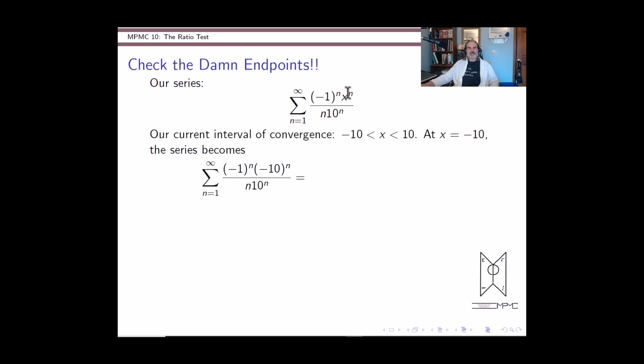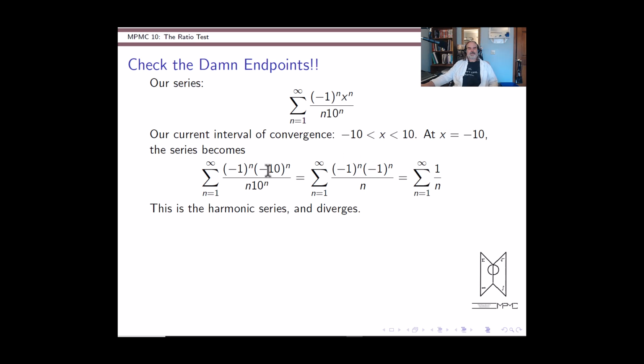Well, at x equals negative 10, imagine plugging negative 10 in for x in this series. There's negative 1 to the n times negative 10 to the n. That negative 10 to the n cancels with the 10 to the n underneath, just to leave negative 1 to the n. So all the negatives are gone. There's a couple of different ways through that simplification, but the fact is the fight between the negative signs and the tens shakes out to leave us a series of 1 over n. That is the harmonic series, and we already know that it diverges. So when we plug in x equals negative 10, we will get a divergent series out of this.